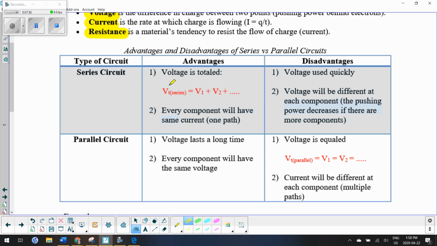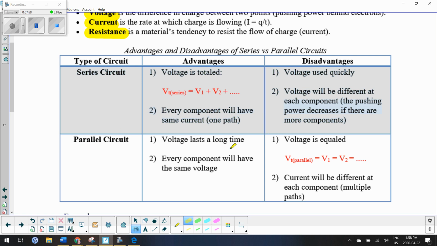Disadvantages of connecting in series: you're going to use your voltage very quickly, so this drains batteries very quickly. Two, voltage will be different at each component. So the pushing power decreases if there are more components. So basically it's harder to go through this type of circuit.